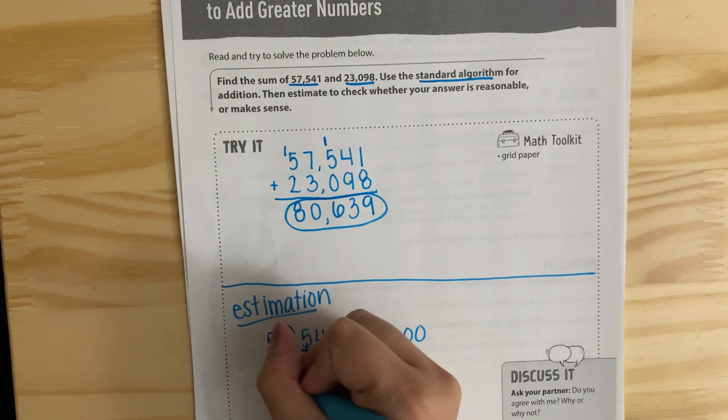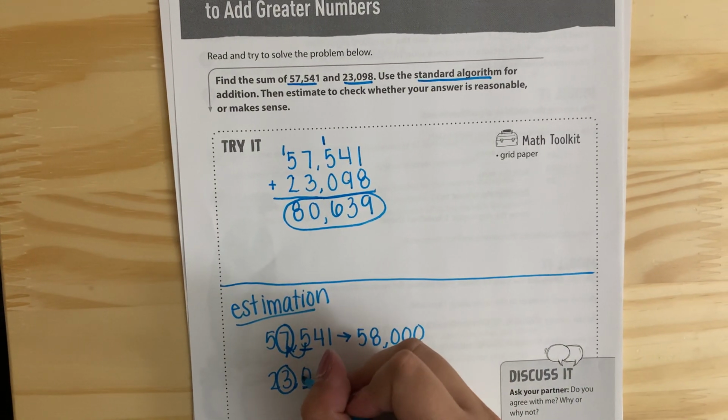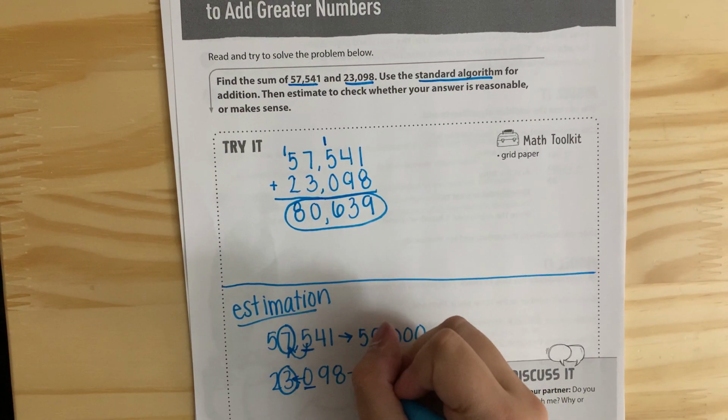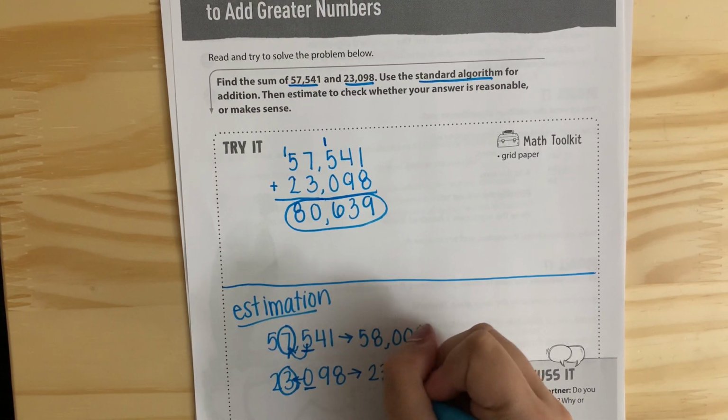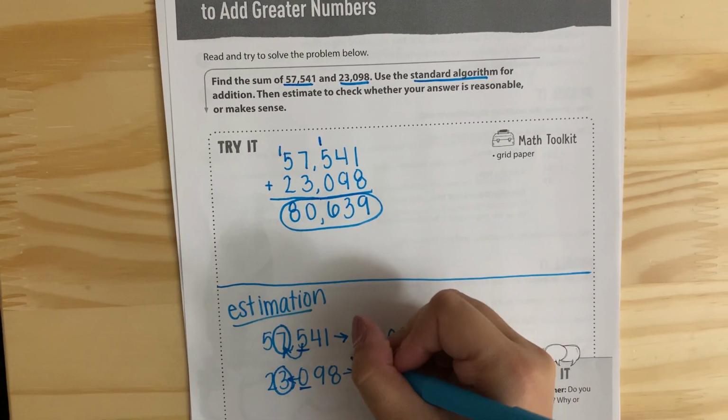And then for 23,098, we're going to do the same exact thing. We're going to round to the nearest 1,000. So I circle my thousands and underline my rounding buddy. This rounding buddy is 4 or less, so we're going to stay and rest. So we have 23,000. And then from there, we're just going to add.